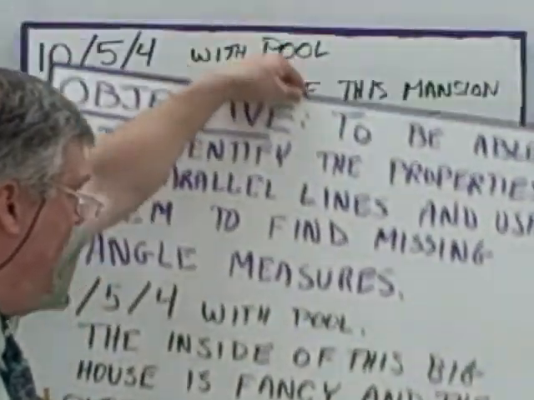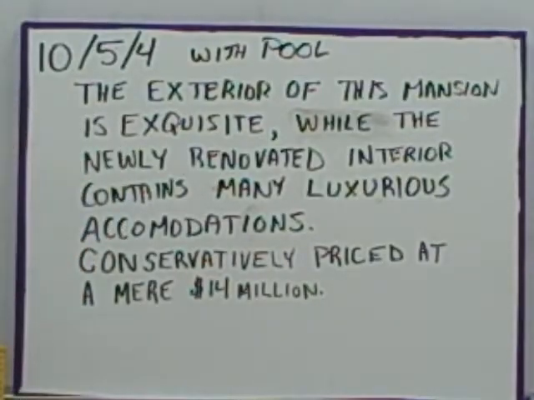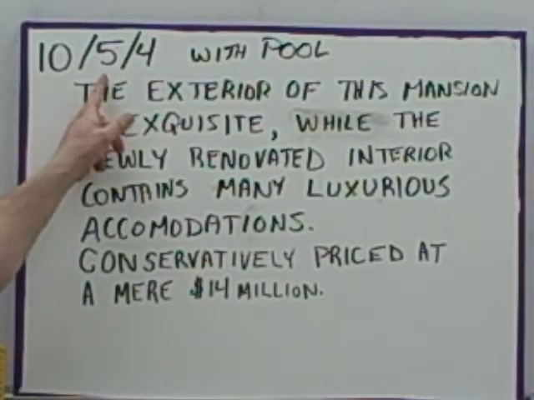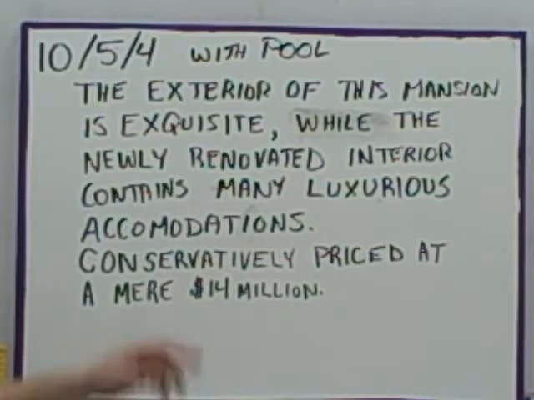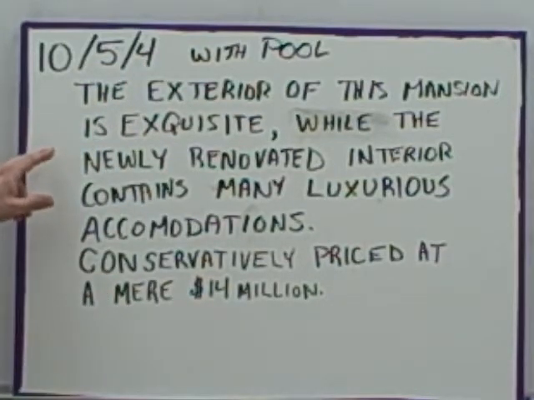Well, it sounds like a nice ad, but what if we took that same house and put it in an ad that looked like this? 10 bedroom, 5 bath, 4 car garage, with pool, still the same. But this time, we say the exterior of this mansion is exquisite, while the newly renovated interior contains many luxurious accommodations, conservatively priced at a mere $14 million.